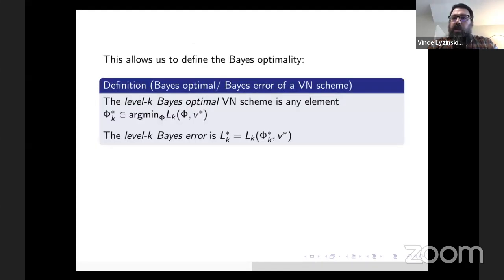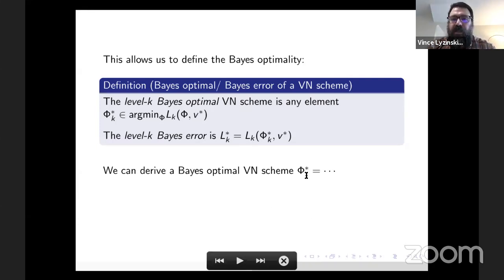Okay. Once we have a formal loss function defined, it allows us to define the notion of Bayes error. Bayes error is just anything that minimizes the loss function, any scheme that minimizes the loss function. And it turns out in the 2019 JMLR paper, we can derive a Bayes optimal Vn scheme.